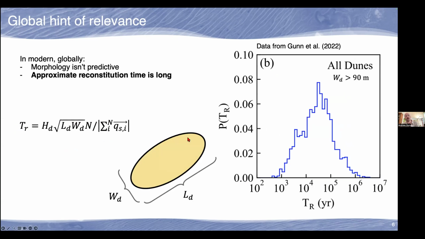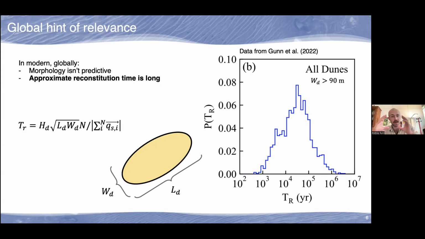The reason I would pose for that is explained in this slide. So I need to back up and explain what the reconstitution time of a dune is. A dune is a bedform that's eroding on one side and depositing on another, and it's migrating as a response to that. The time it takes for it to migrate one of its wavelengths in the direction of the net transport is what we call the reconstitution time. It's the time it takes for a dune to migrate one wavelength.